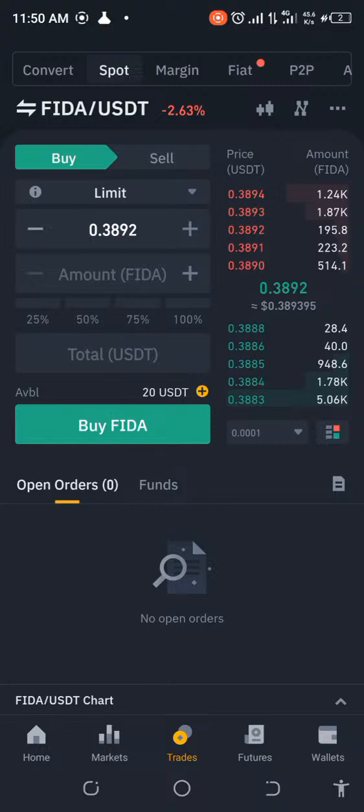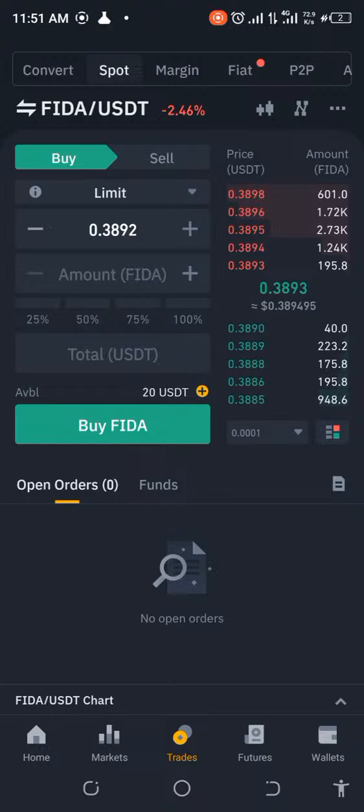All right, so what do we have here today? We've got FIDA/USDT. Okay, so let's go ahead and see what the parameters for actually carrying out this particular inter-exchange arbitrage would be. First off, we'll need to check that there is a profit potential between these two exchanges.